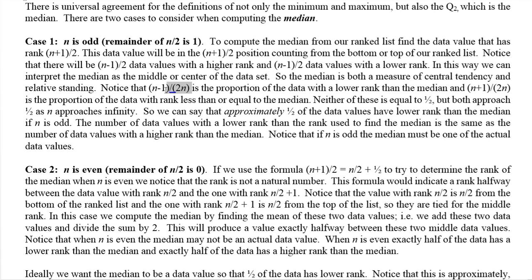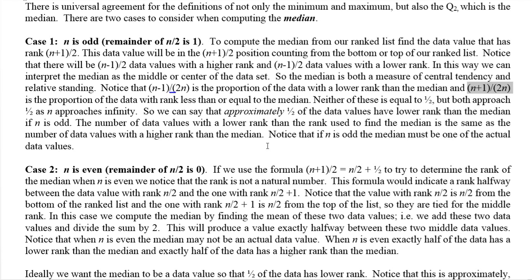So (n minus 1) over 2n is the proportion of data that's a lower rank than the median. And if you say lower than or equal to the rank of the median, it's (n plus 1) over 2n. Now, both of these fractions are approximately half, but not exactly a half. As n approaches infinity, these both approach a half. So the bigger the data set, the closer you actually get to a true 1/2 of the data.